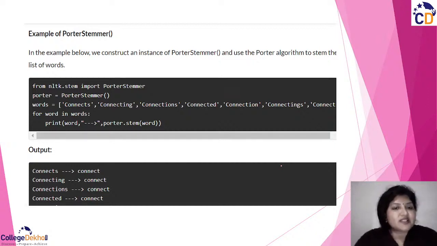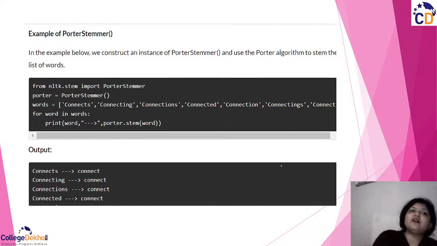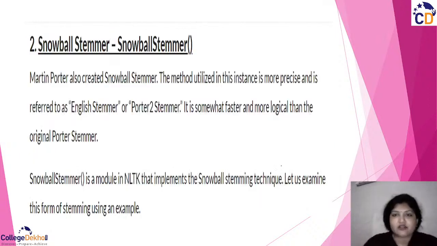So using this function, the list containing the different forms of connection gives the word connect. If you use the Porter stemmer, it is going to give you the base word; it is not going to provide you a word that is meaningless. So in all these situations we have received a meaningful word. So Porter stemmer is the basic method for extracting the base form.